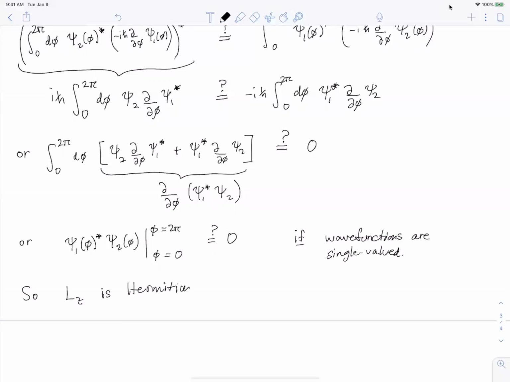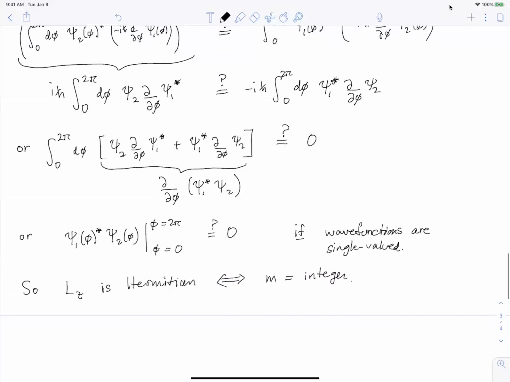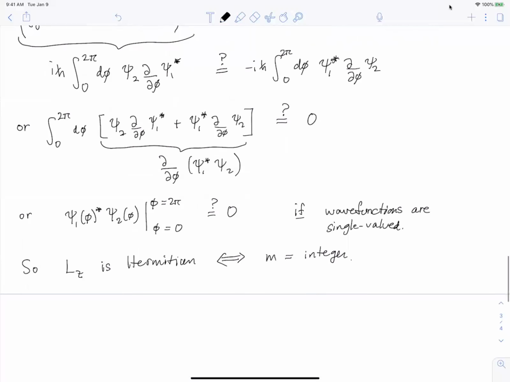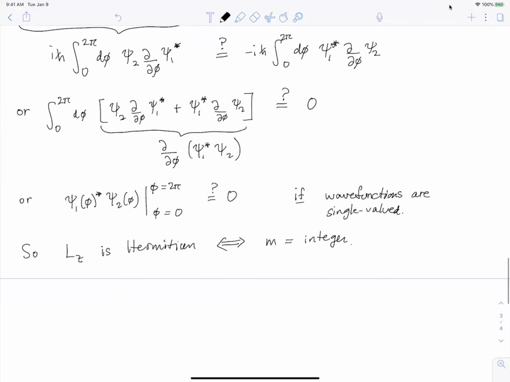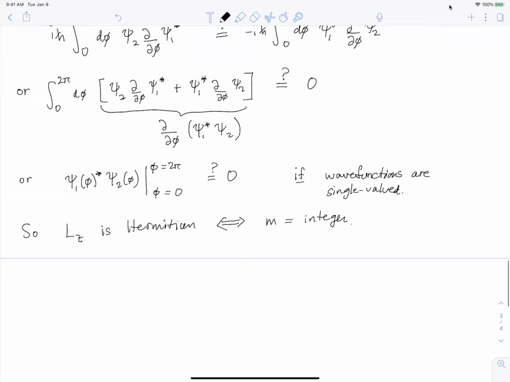But notice this is related to the fact that our magnetic quantum number m is an integer, because that also depended on the wave functions being assumed single valued. Now all of this was for orbital angular momentum. Things are going to be a little bit different when we do more general angular momenta, which we'll get to in a bit. Questions on any of that so far?